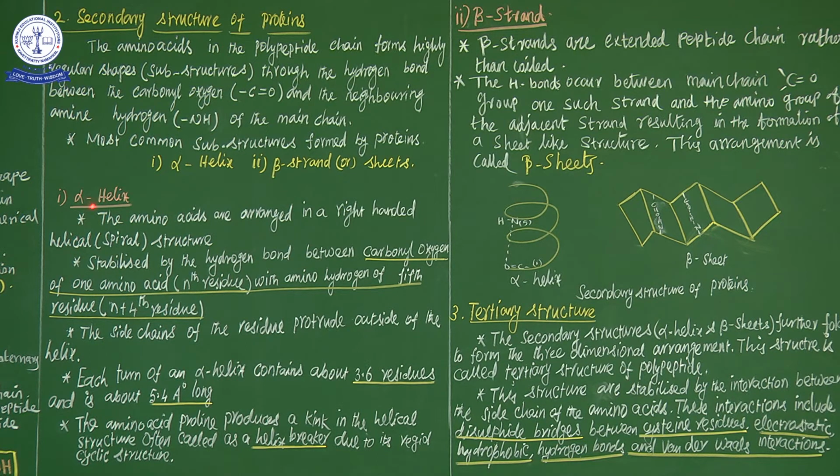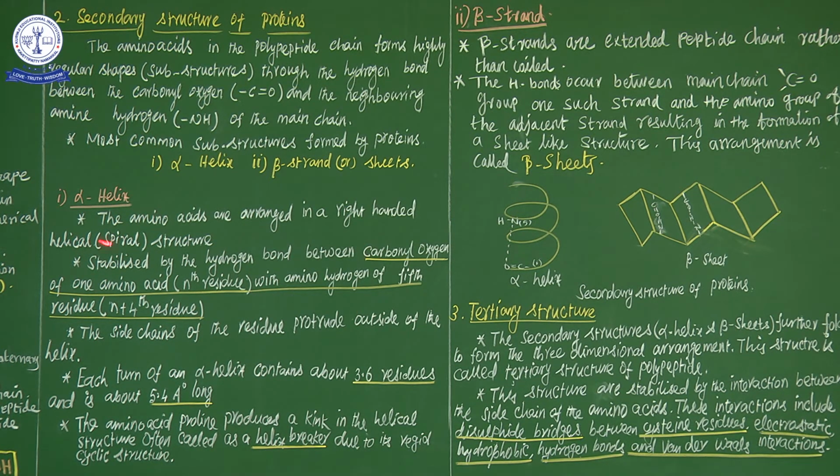Right. So the first one is the alpha helix. Alpha helix means the amino acids are arranged in a right-handed helical structure, present in spiral, spring form. So the amino acids in a single polypeptide chain form a right-handed helix. The spring rotates on the right side, in a right-handed helical structure, not in the left hand. Like moving using the right hand.